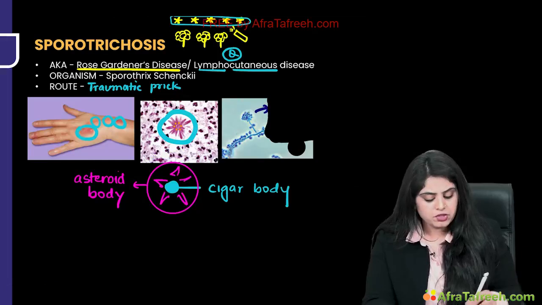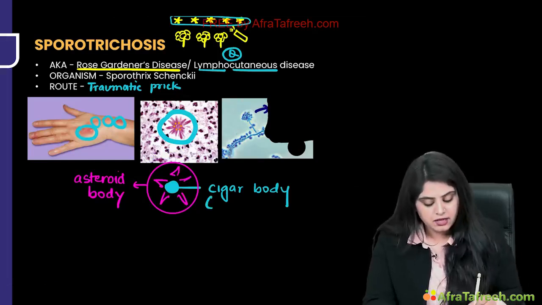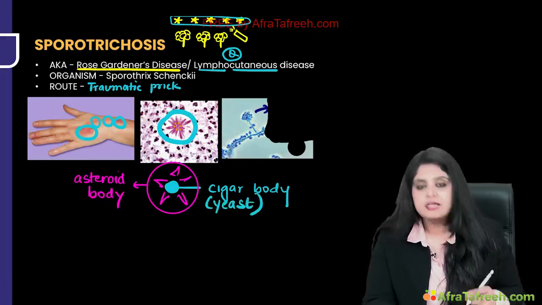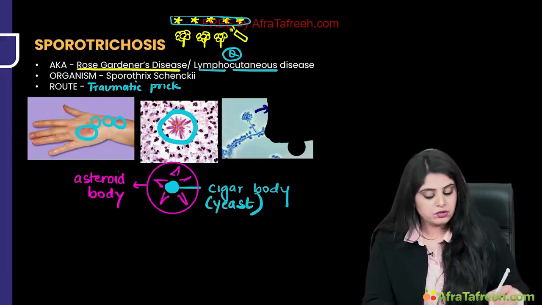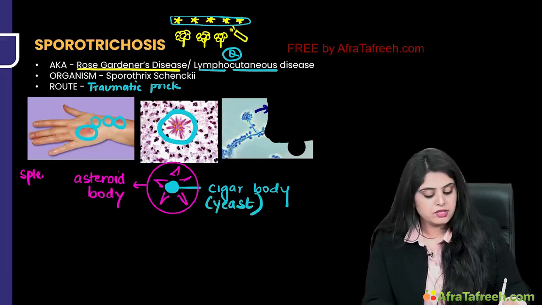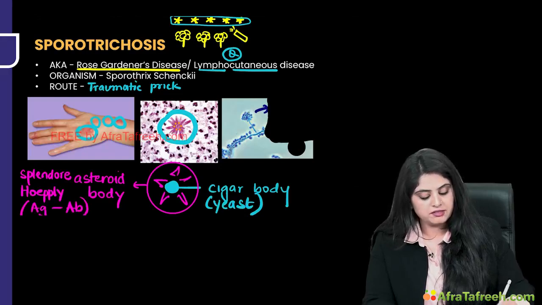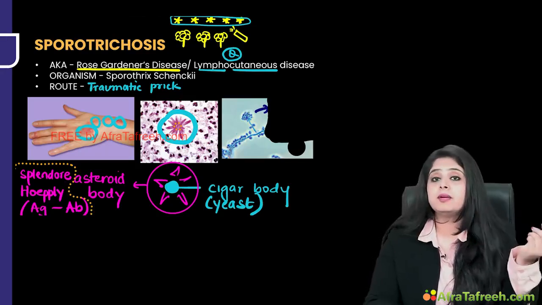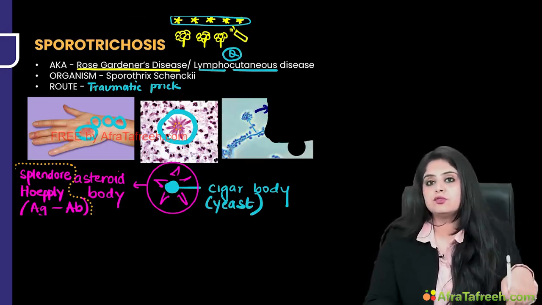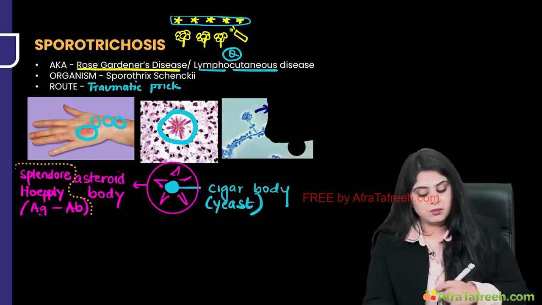So what is their composition? The center dot, that cigar body, is nothing but the yeast. And what are those pink projections on the outside? I've already told you. Didn't I tell you that Sporothrix shows the Splendore-Hoeppli phenomenon? This means these are the antigen-antibody complexes. So remember, those stars that are formed, where else? Just now we read Actinomyces. Actinomyces shows you Splendore-Hoeppli. This also shows you Splendore-Hoeppli.